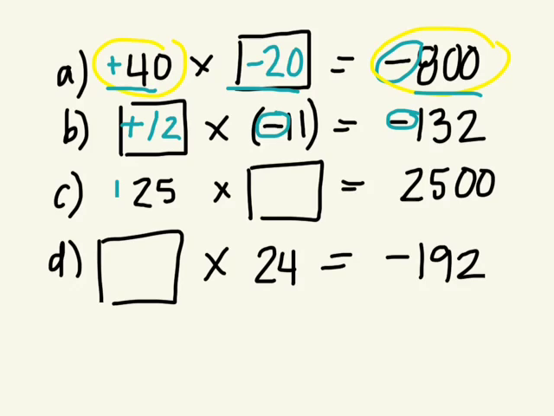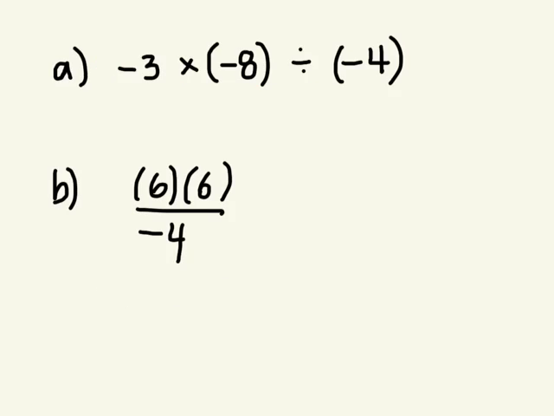Okay, so positive times something is a positive, so we know it has to be a positive, and 25 times 100. You guys both got that? Good. And then the last one, what sign does it have to be? Negative. Good, because a negative times a positive is a negative. And what's the missing factor? Negative 8. Good.